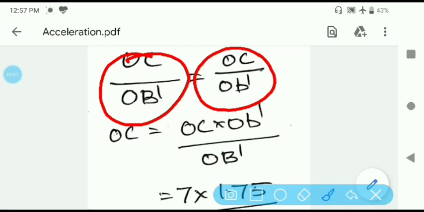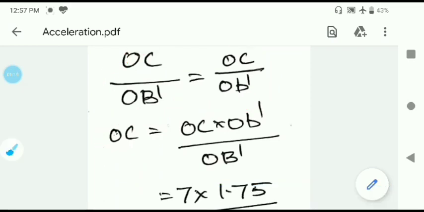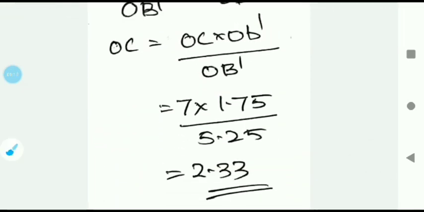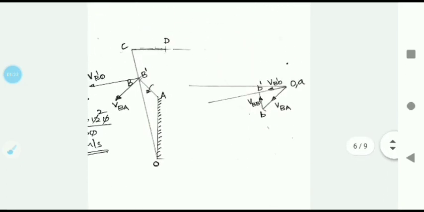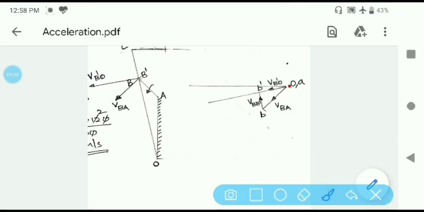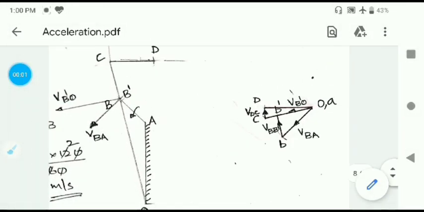Based on that you get the distance on the velocity diagram, that is OC, as 2.33. So what you do is take a measurement of 2.33 on this line OB prime from point O, and that end point will be C. That is how we locate point C.